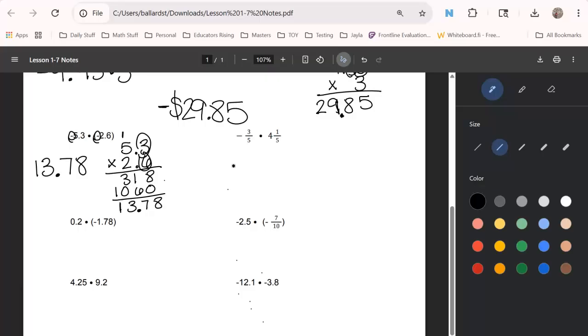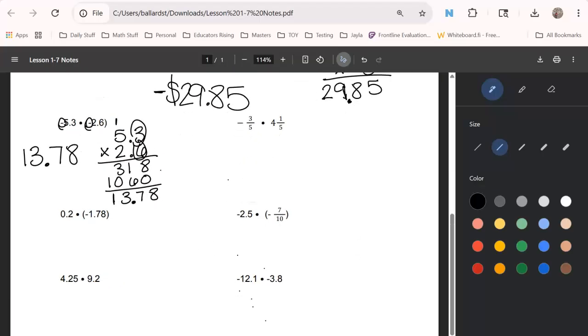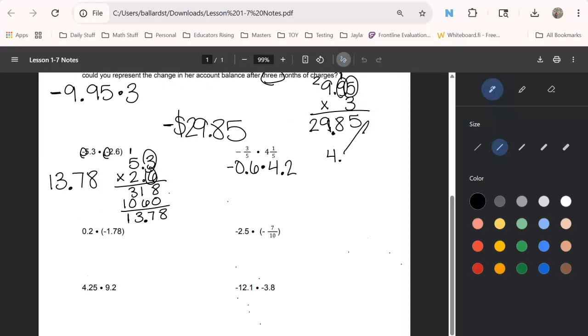So we have negative 3/5 times 4 1/5. So I think probably the easiest thing is to change it into a decimal if you would like. So let's change that into a decimal. So 3 divided by 5, that'd be negative 0.6 times, it's going to be 4 and then we have to do 1 divided by 5 on our calculators. It'd be 4.2. And then once you have that, we can multiply.